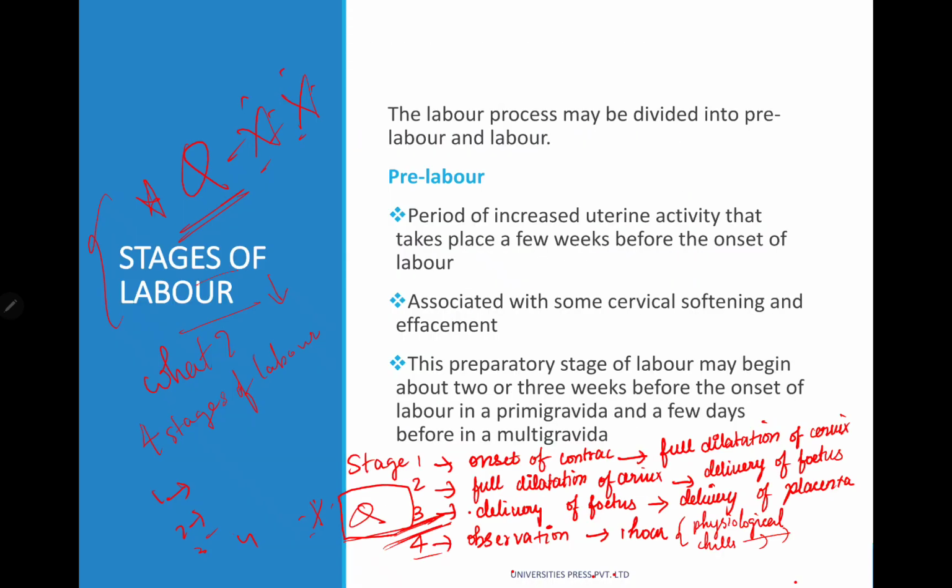The labor process generally can be divided into two: pre-labor and labor. Pre-labor is nothing but the period of increased uterine activity that takes place a few weeks before the onset of labor. It is associated with some cervical softening and effacement. This preparatory stage of labor may begin about 2 or 3 weeks before the onset of labor in a primigravida and a few days before in a multigravida.